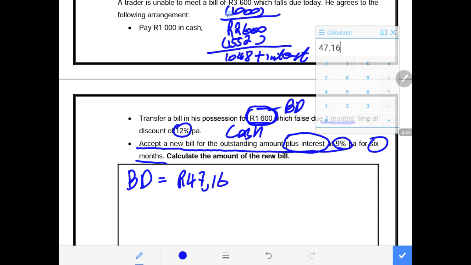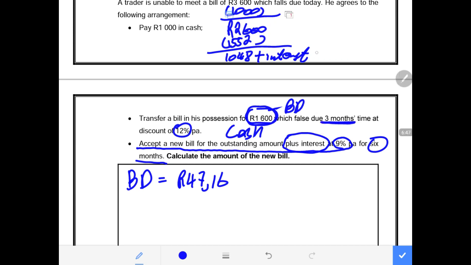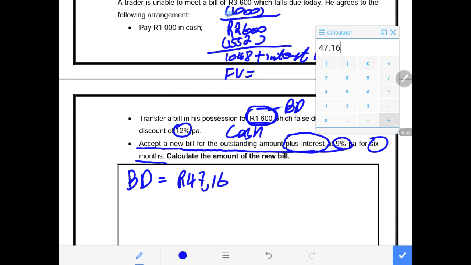So hence now the interest that must be added is the 47 rand 16 cents, meaning the face value of the new bill must be the sum of the two plus 1048 rand, meaning this person must accept a bill of 1095 rand 16 cents. That is the face value of the new bill that he must accept.